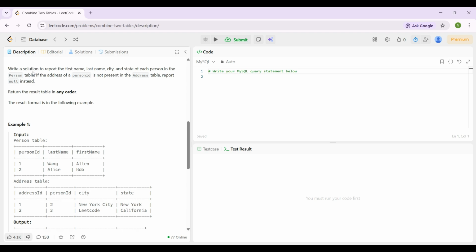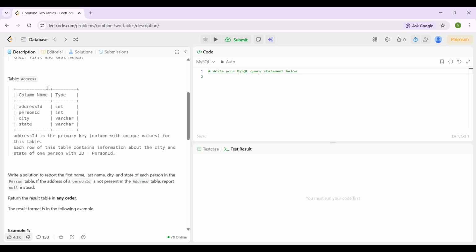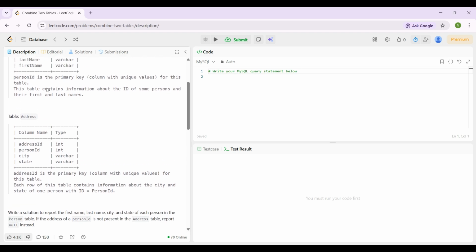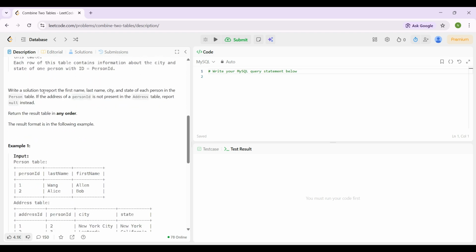Okay. Write a solution to report the first name, last name, city, and state of each person in the person table. If the address of a person ID is not present in the address table, report null instead. Understood? What should be the output? That is the first name, last name, city, and state should be the output table.